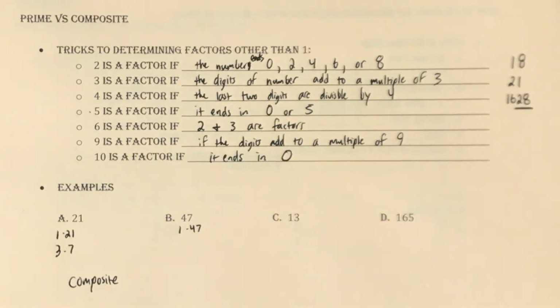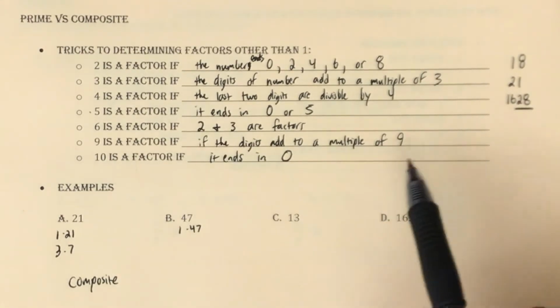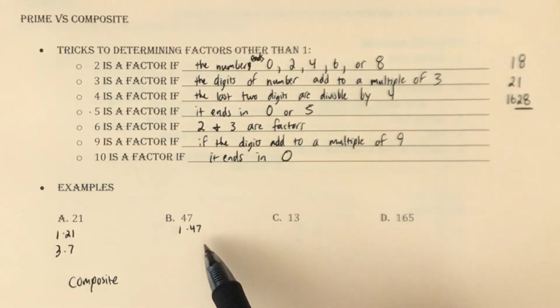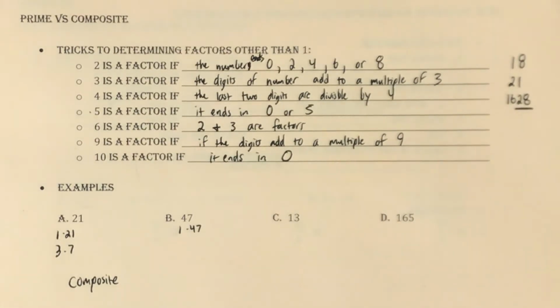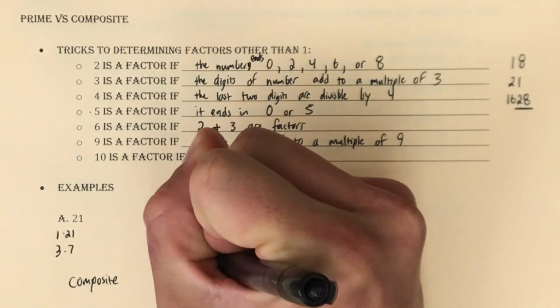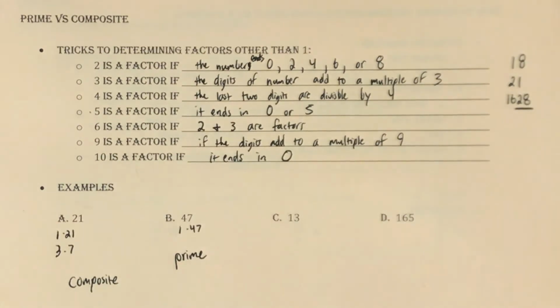Is 6 a factor? Well, 2 didn't go in and 3 didn't go in, so 6 is definitely not a factor. Is 9 a factor? Well, 4 plus 7 again is 11. That's not a multiple of 9, so 9 is not a factor. Is 10 a factor? Nope, it doesn't end in 0, so 10's not a factor. Is 11 a factor? Nope. So if I know my multiplication tables, I know that there is nothing other than 1 times 47 using whole numbers that creates 47. So it is not divisible by any other numbers, which means that it is a prime number.